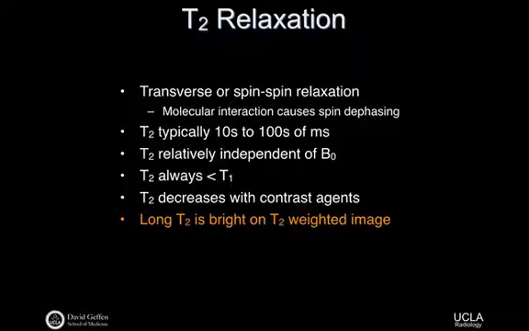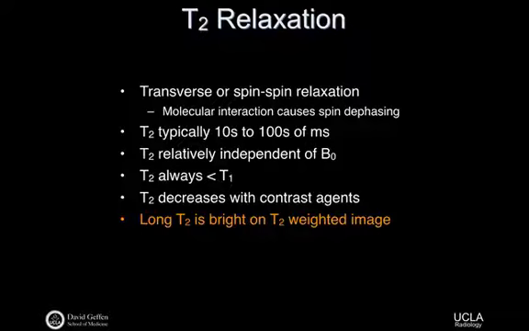And we can, in fact, decrease T2 with a contrast agent. So we said before we could shorten T1. We can also shorten T2. That has very different effects on image contrast, but that's what the current class of contrast agents is able to do. And in distinction, it would be good to go back and compare these elements to the T1 relaxation slide. But here, we recognize that a long T2 is bright on a T2 weighted image.